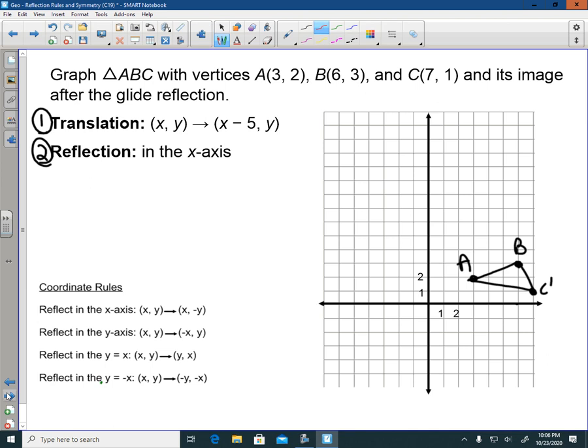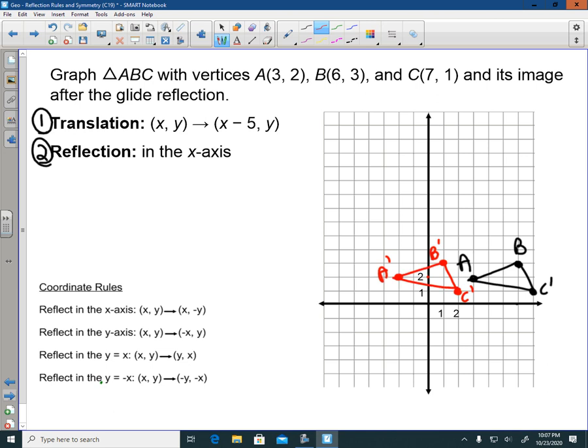So the first step of this glide reflection is the translation, and we have a rule where we're going to take x and move it 5 units to the left, and y doesn't change at all. It doesn't go anywhere up or down. And so A, to get to A prime, has to go 5 units to the left. 1, 2, 3, 4, 5, and we have A prime. B has to go 5 units to the left. 1, 2, 3, 4, 5 for B prime. That y sitting there with no adding or subtracting is just telling us that it doesn't go anywhere up or down. And then C goes 1, 2, 3, 4, 5 to get C prime, and we have translated our triangle.